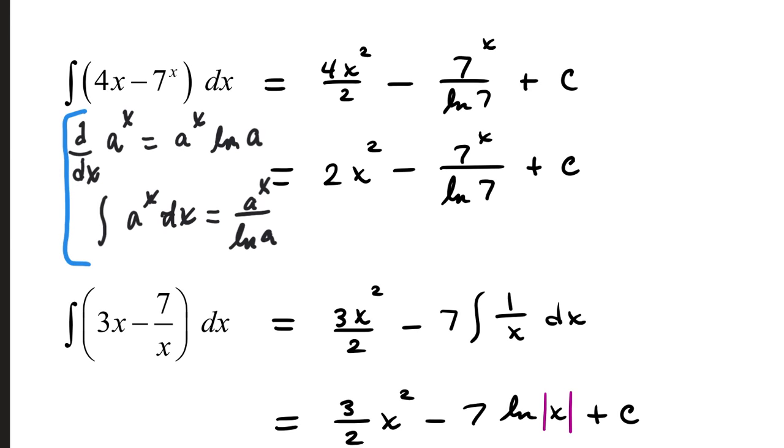So this part here is a little tricky on taking the antiderivative of an exponential term where the base is not e.